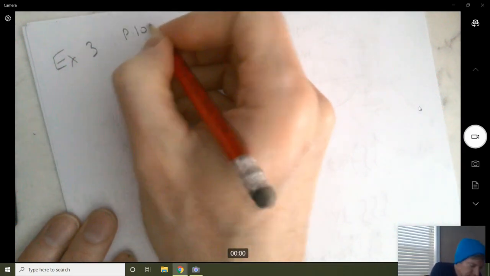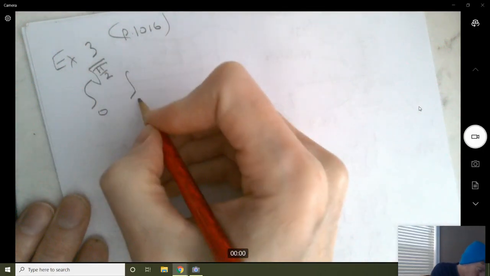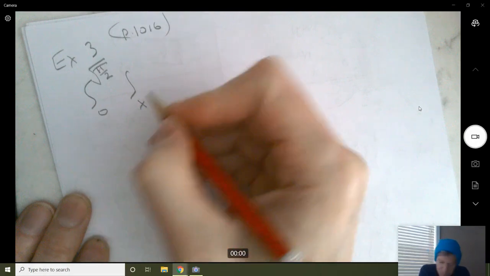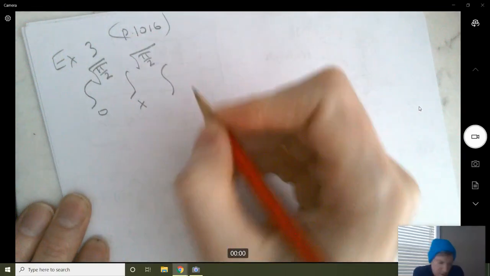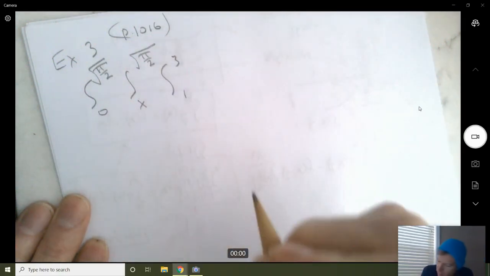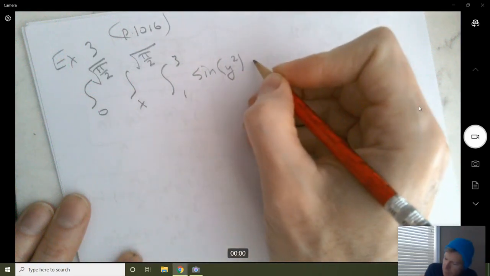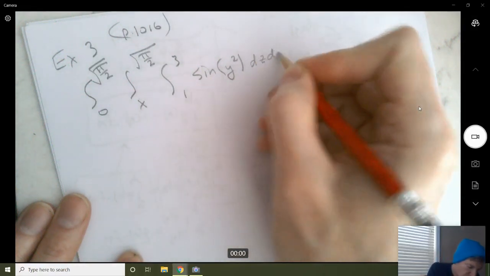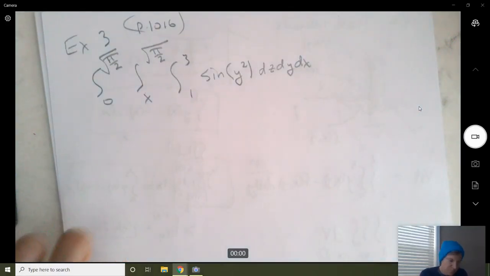This is example 3 on page 1016. Okay, so we've got the integral from 0 to root pi over 2, and then the integral from x to root pi over 2, and then the integral from 1 to 3 of sine of y squared, dz dy dx. Now what I want you to notice here, we're not finding volume.